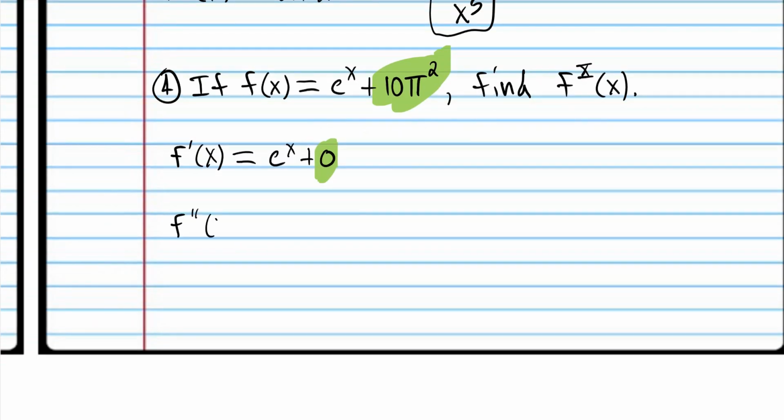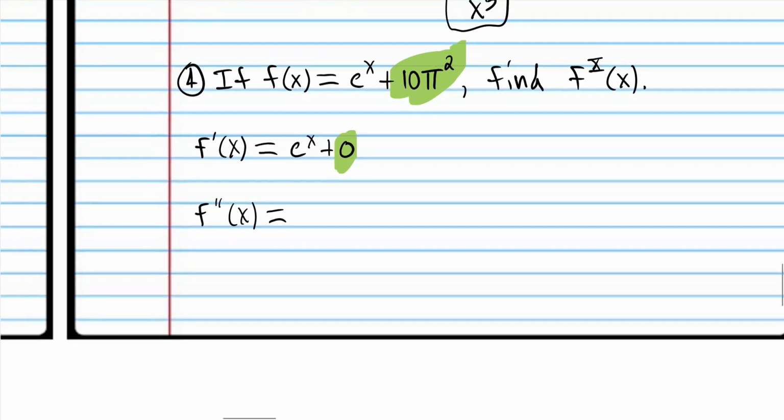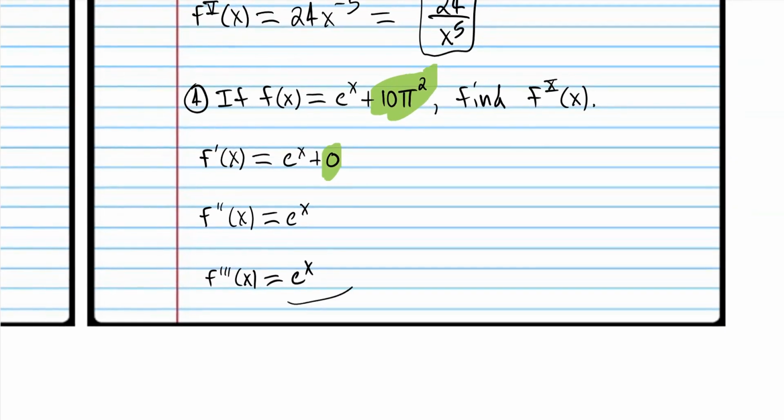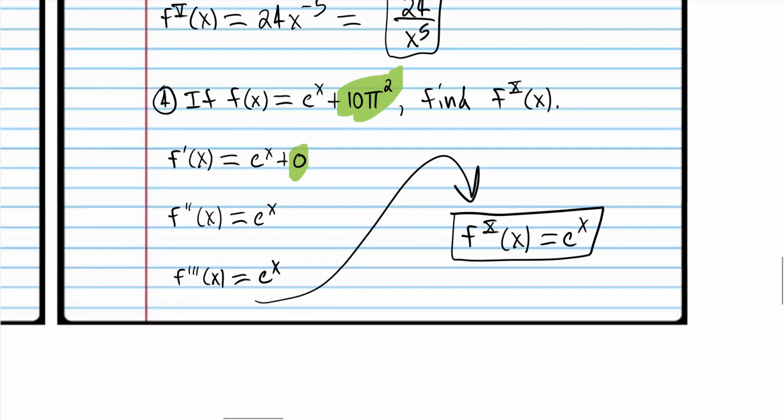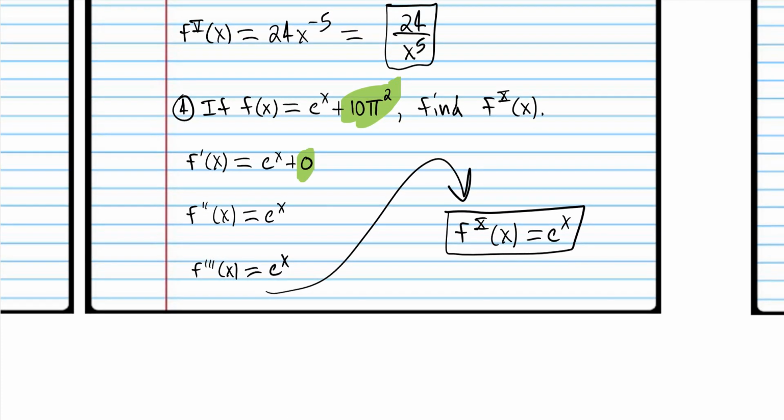Now f double prime, and by the way, the derivative of e to the x is e to the x. Do you remember that? That's the only function where if you find the derivative, it's actually the same function. So if you find f double prime, that's just going to be e to the x. If you find f triple prime, that's just going to be e to the x again. You keep finding the derivative, it's just the same function. So what that means is that when you get to the 10th derivative, obviously that's just going to be e to the x. So again, these are called higher derivatives.